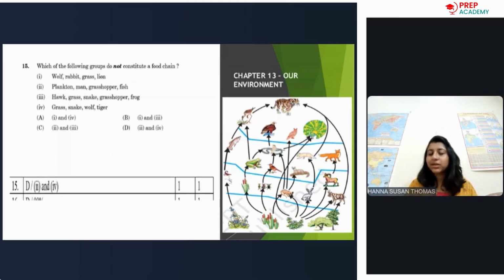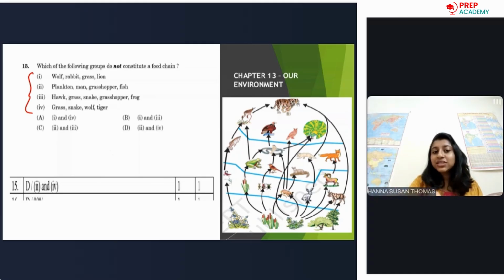Question number 15, which is again an MCQ question. Which of the following groups do not constitute a food chain? Do not constitute a food chain. And there are some options given here. You have to go through each and every organism, and you have to link every organism which will form a food chain. That's your main focus in this question.